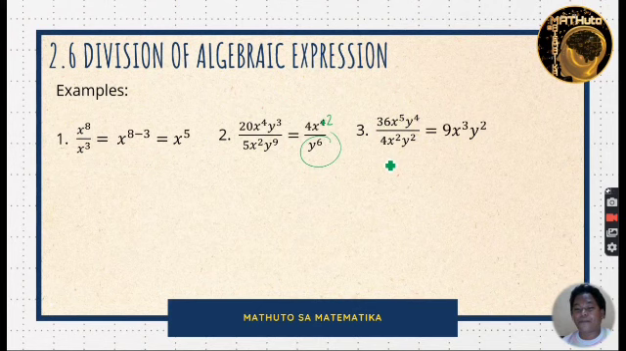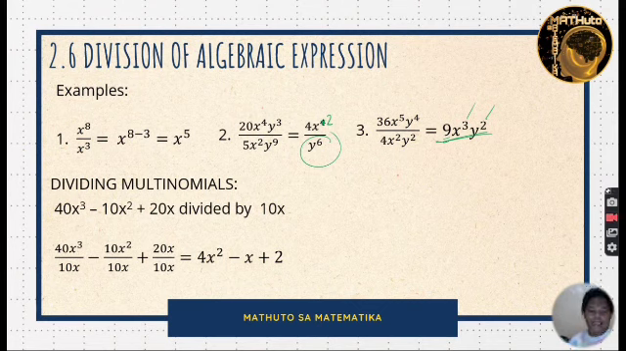For our third example, 36x to the 5th, y to the 4th, all over 4x squared, y squared. Dividing 36 by 4, the quotient is 9. 5 minus 2 for the exponent of x, which is 3. And for the exponents of y, 4 minus 2 is 2 po. So, our quotient is 9x cubed, y squared.